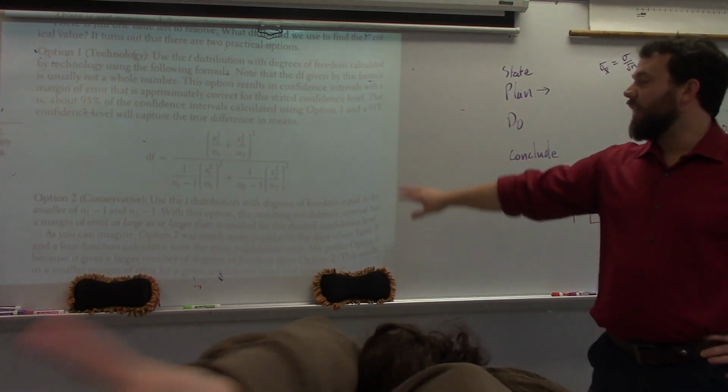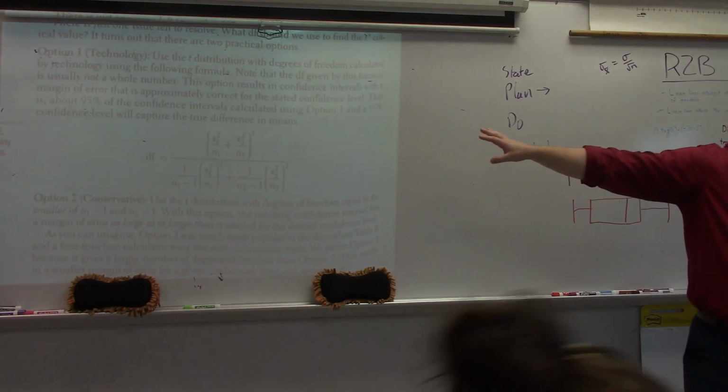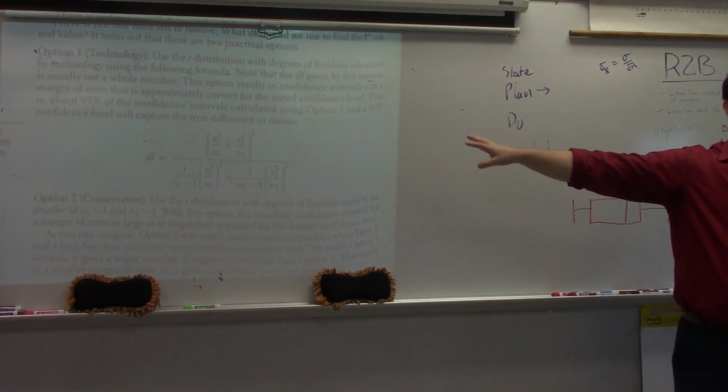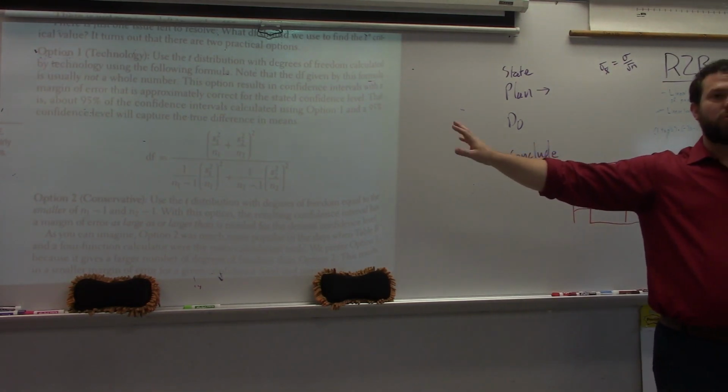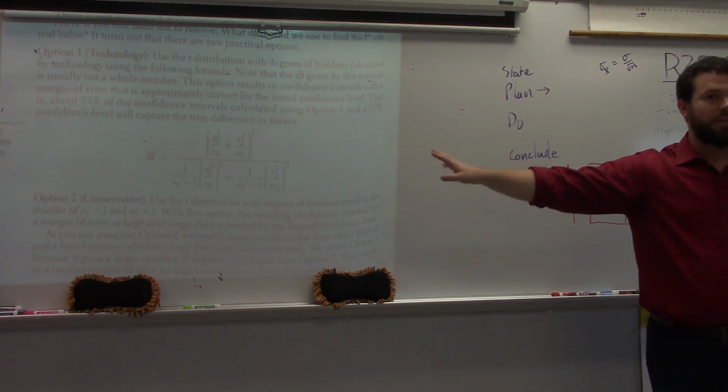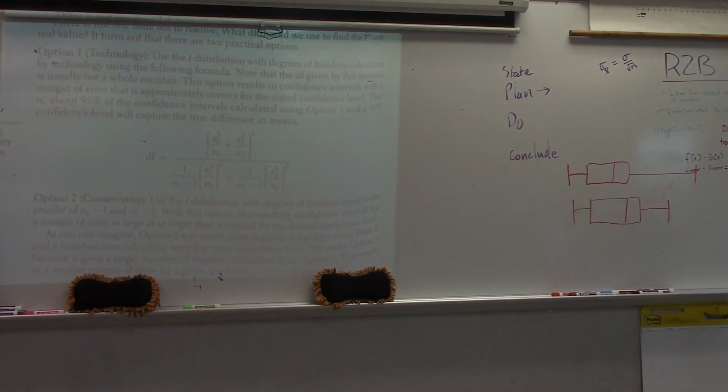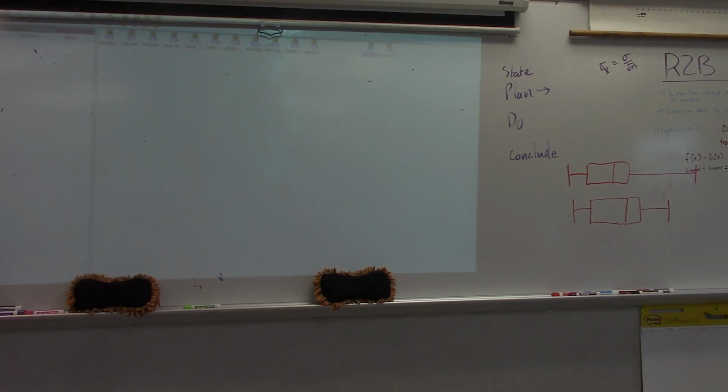So here's the thing, you don't even have to know that formula for the calculator. If you run the confidence interval, if you run the hypothesis test, you know what it's going to spit out? The degrees of freedom, right? So quickly, I need everyone to pick up a calculator.